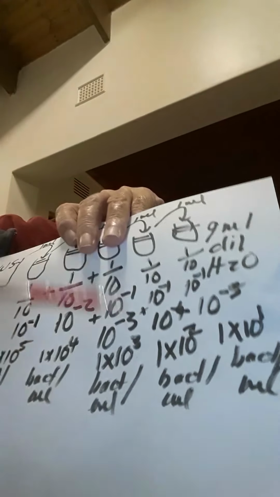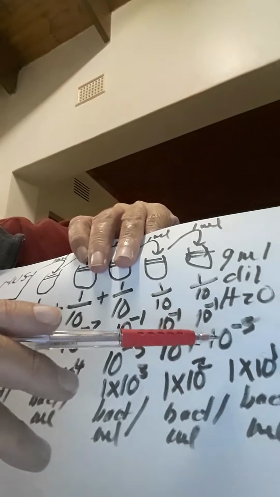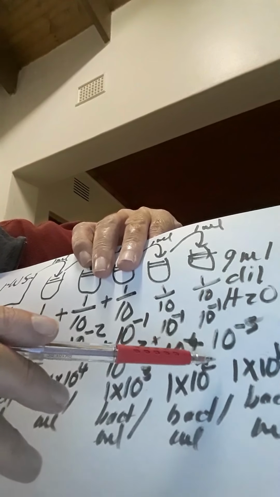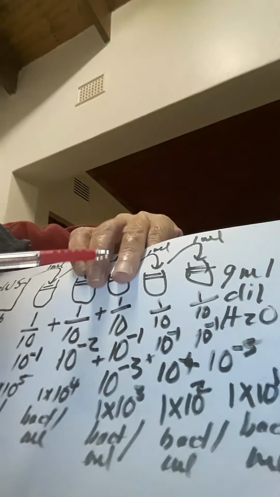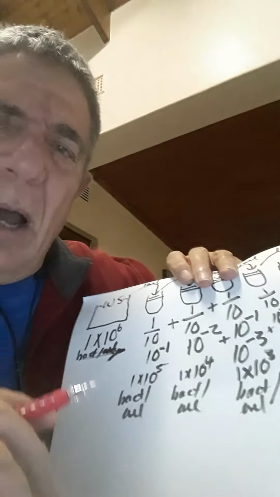Now we can calculate. Take now 10 colonies in a 10 minus 6 dilution. How will you calculate how many bacteria were in the original sample? Very simple. All you do, take the minus away.